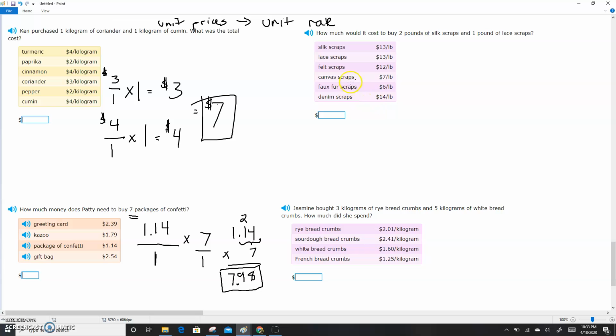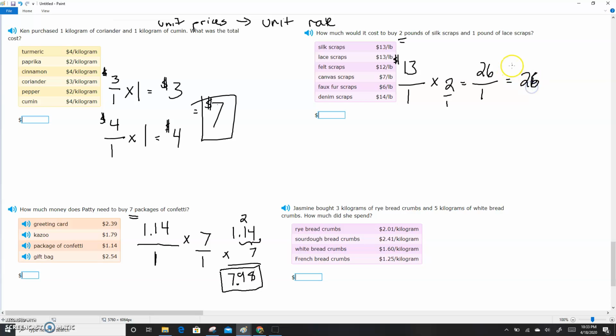Last two. We want to know how much it would cost to buy 2 pounds of silk scraps and 1 pound of lace scraps. So we're going to look at our price list here. Silk scraps cost $13 per pound. We want 2 pounds. That becomes 2 over 1. We multiply straight across, and we get 26 over 1, or $26.